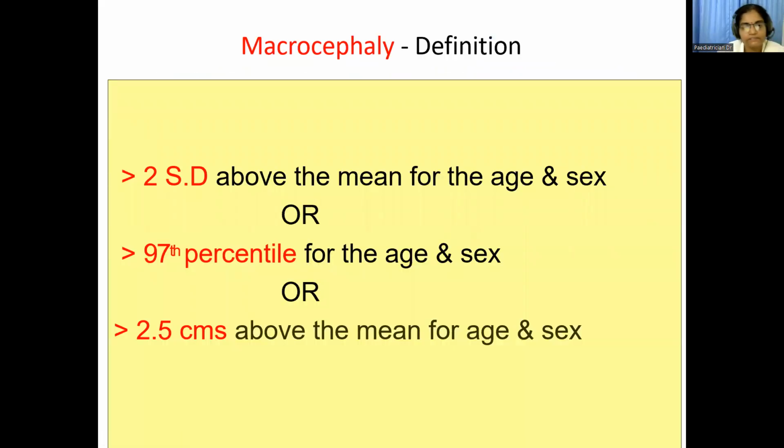Alright. So macrocephaly, the definition goes by more than 2 standard deviations above the mean for age and sex, or more than the 97th percentile for the age and sex, or more than 2.5 centimeters above the mean for age and sex.